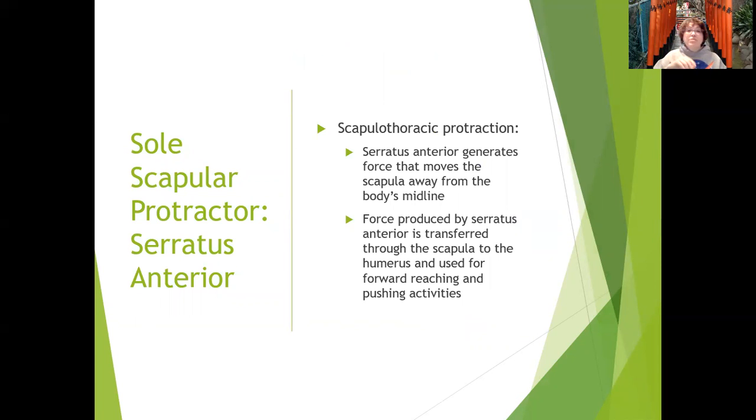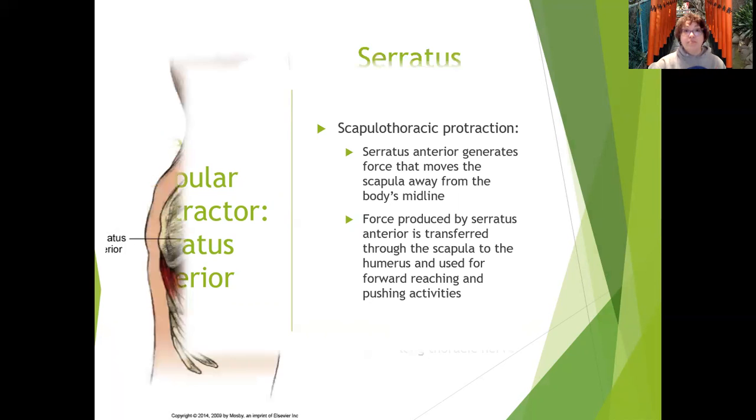So for scapulothoracic protraction, I said that the serratus anterior is the sole scapular protractor. It's transferred through the scapula to the humerus, and it's used for forward reaching and pushing activities. So if you go, oh, I better shut that drawer, you have to protract your scapula. If you're going to punch the wall, you have to protract your scapula. Sometimes the serratus anterior is called the boxer's muscle because you have to protract your scapula to get full forward extension of your arm to punch something. Okay, so you can think of that as the boxer's muscle.